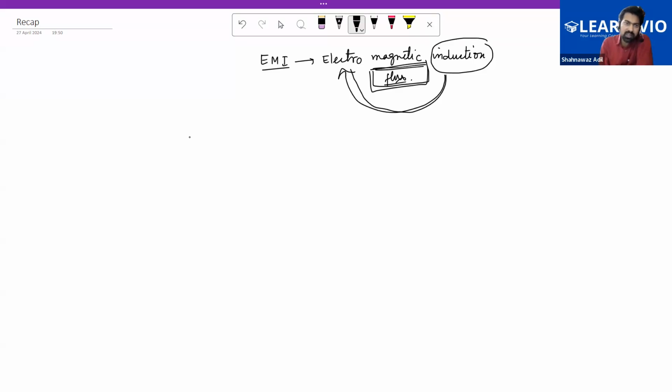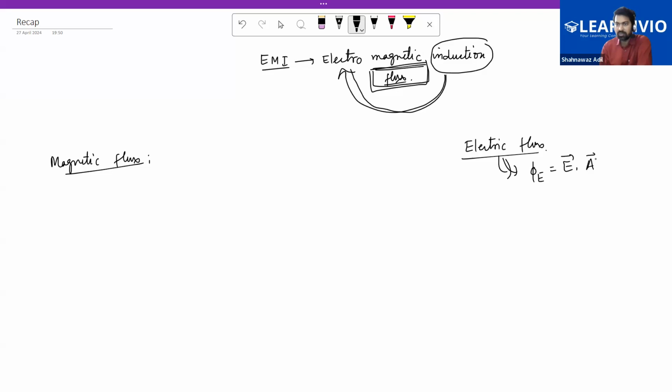To understand this, first we have to understand what magnetic flux is. Electric flux, you already know. This was phi E, and this was E dot A, or simply E dot S, whatever you can write.